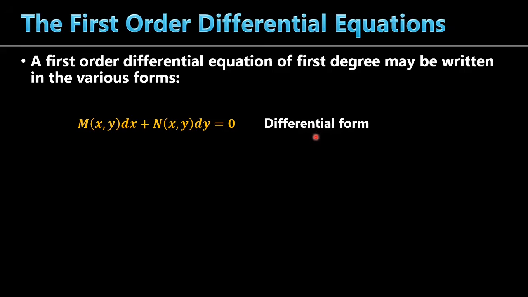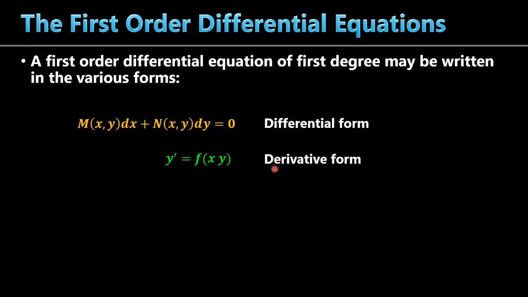Now, aside from the differential form, we have the derivative form. In the derivative form, we have the first derivative, y prime, or possibly that could be written as dy over dx, equal to a certain function, possibly a function of x and y. So once again, we call this the derivative form. And in the derivative form, the first derivative is on the left and all the other terms are on the right.